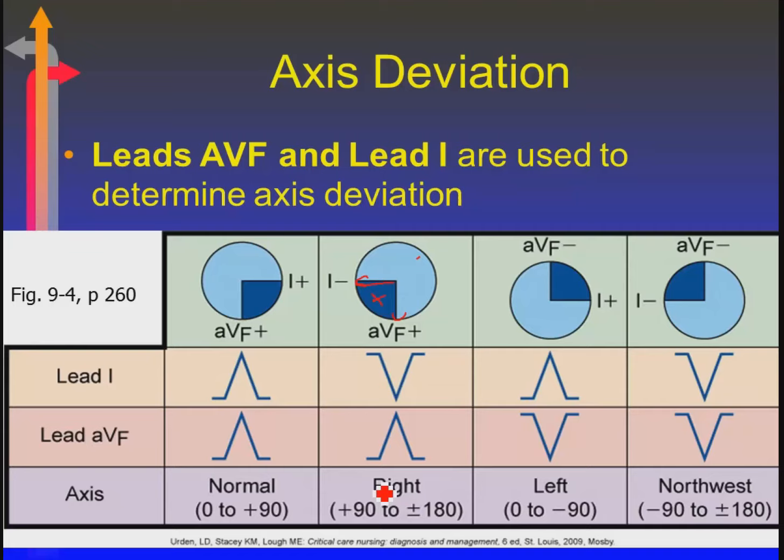Positive deflection in lead 1, I go from this point. That's my positive deflection in lead 1. But a negative deflection in AVF. That's a leftward axis. And then the final one where it's in that upper left quadrant, they call it northwest. I've never seen that terminology before, but that's what your book calls it. I've seen it called no man's land, extreme right. I've seen it called a couple different things.